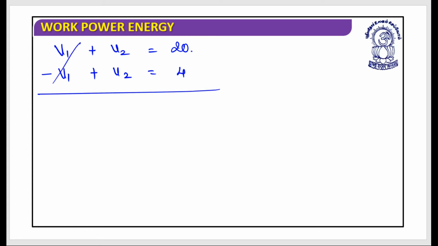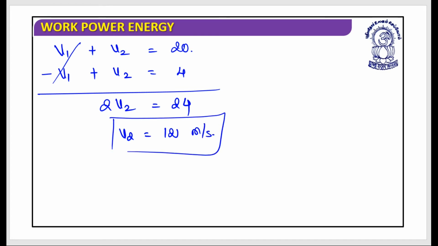Let's just solve this. Adding them, v1 cancels, and 2v2 should equal 24. So v2 is 12 meter per second. I hope this is clear. And if v2 equals 12 meter per second, then v1 is 8 meter per second. Now you can find out everything you want.